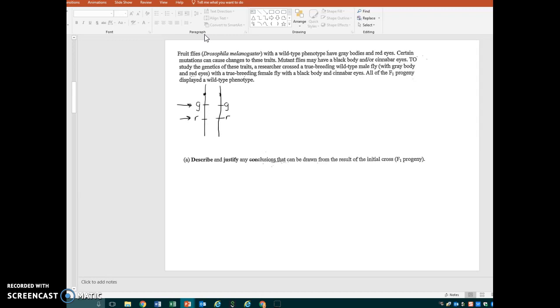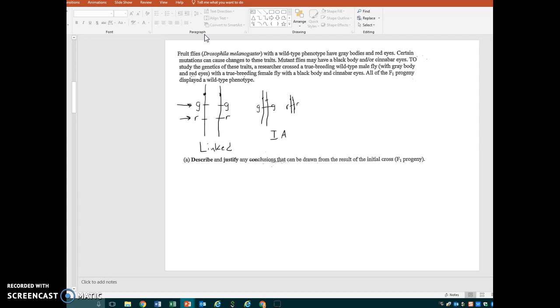If they were on independently assorting chromosomes, then you'd have one pair of homologous chromosomes here, and you'd have gray on those homologs, and then the eye color one would be on this other different chromosome, red like that. So again, this is what it's going to look like if they were independently assorting. This is what it's going to look like if they are linked.